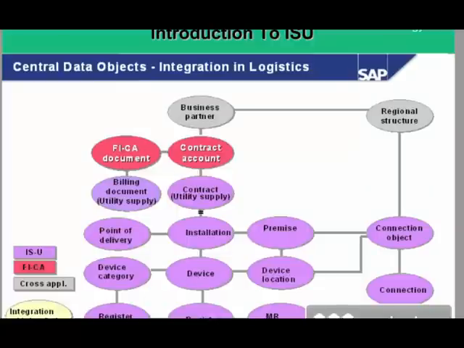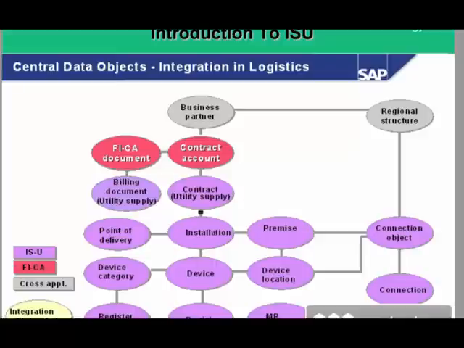These are the central data objects, their linking and their integration with the logistics module. On the top of it is the business partner. The business partner has a contract account. Contract account and installation are linked to the contract. Installation has a premise linked to the connection object. Installation and device are linked through premise and device location. Then the device has registers, which are used for meter reading services.